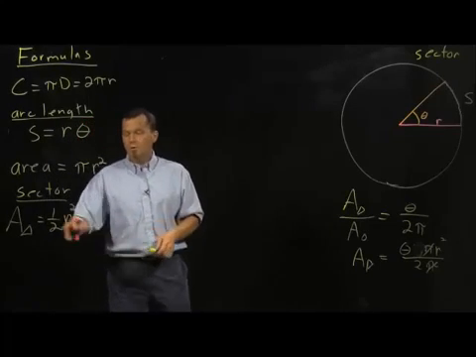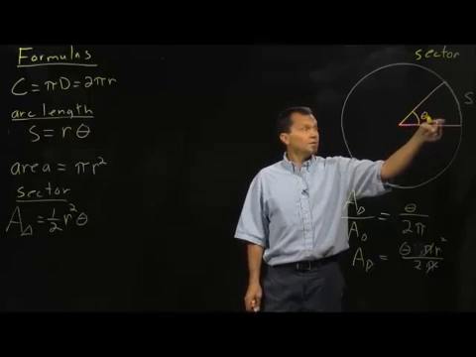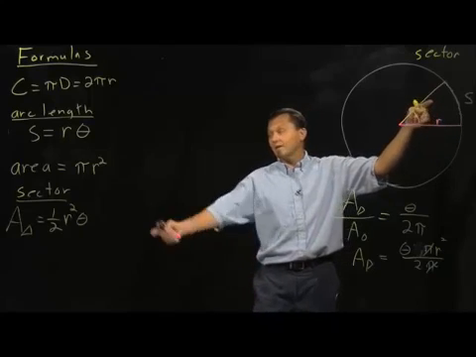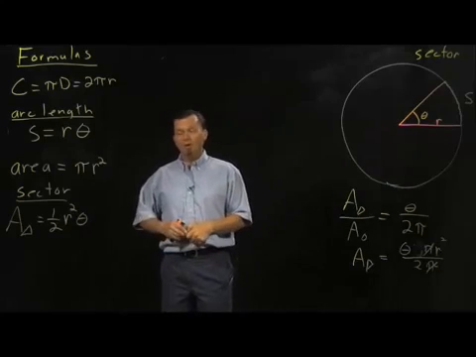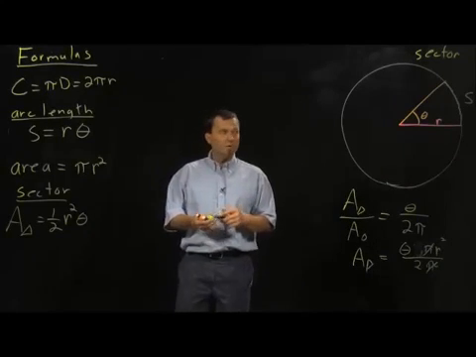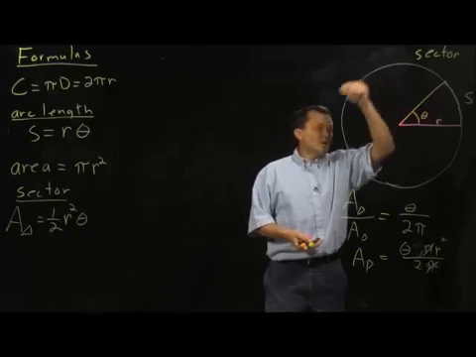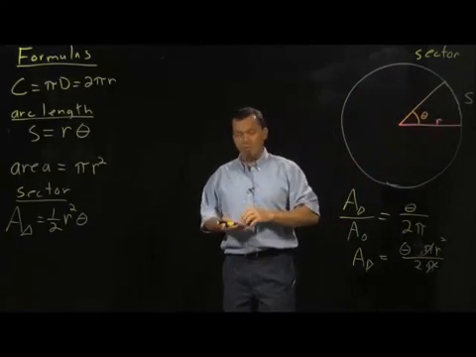Okay? So to find the area of this piece of pie, I take the radius squared, multiply by this angle, it must be in radians, and then divide that number by 2. That will give us the area of the sector. Now, the next thing we want to think about is motion on a circle. With motion on a circle, we have to think about speed.